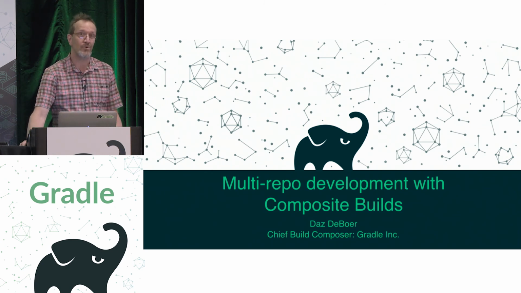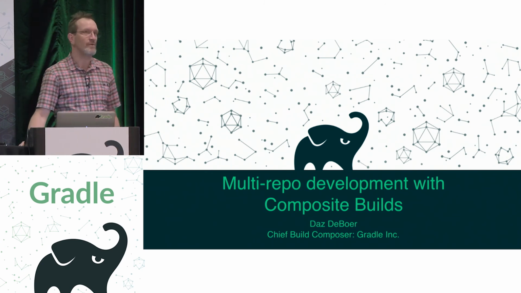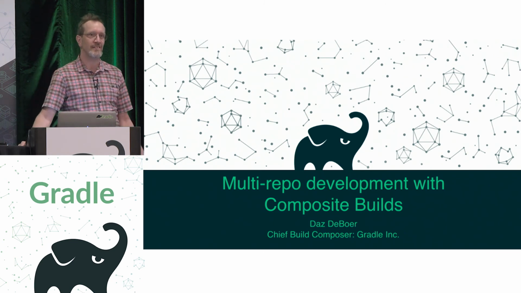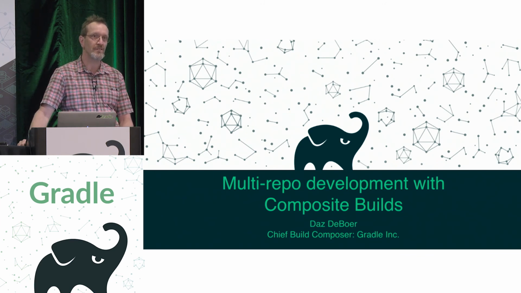So my name's Daz DeBoer, and over the last 12 months or so, I've been working with a team developing a new feature with Gradle called Gradle Composite Builds. Composite Builds let us take multiple independent Gradle builds and integrate them into a single whole. The idea is that we can reduce some of that pain and make working with multiple repositories more seamless.